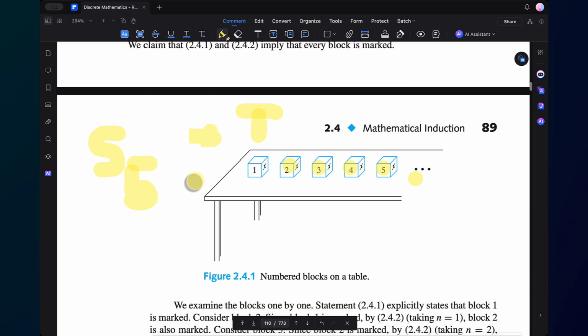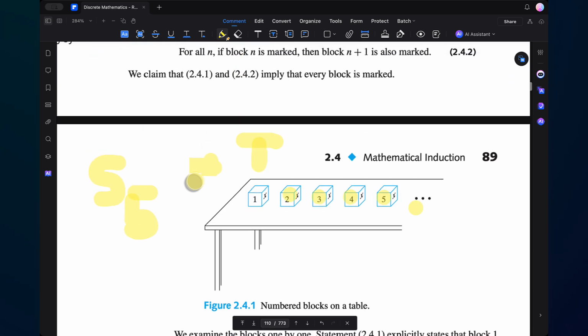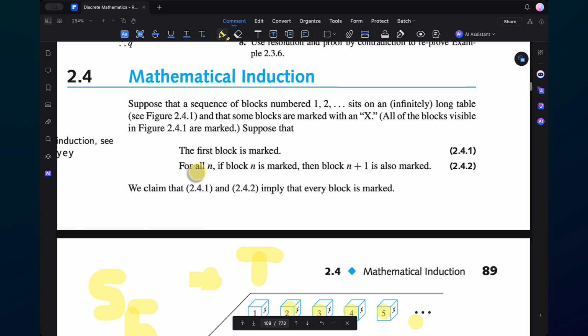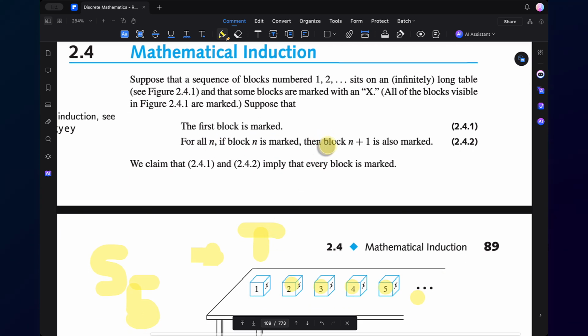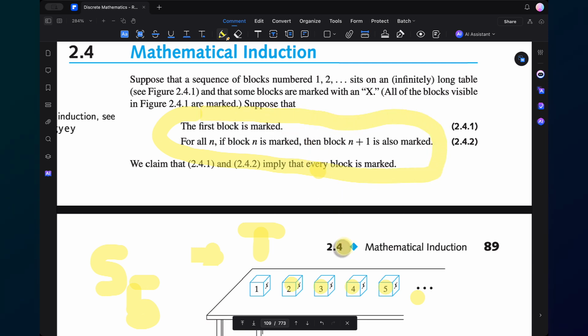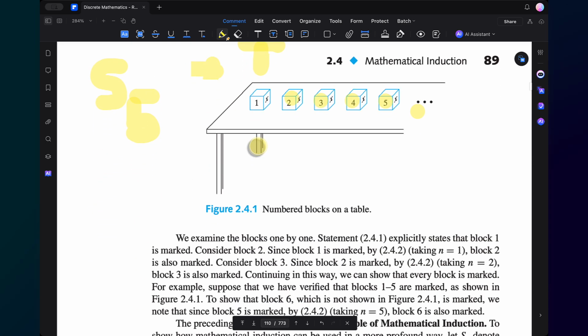Now, if we were to do that in general, we assume that for all n, if block n is marked, in other words, as true, then block n plus 1 is also marked. So this is really what we're going to be proving: that we can prove that the n plus first block is marked as true, just assuming that block n is marked as true. And this gives us the mechanism by which we can then conclude that they are all true. Okay, so think about that. I think you will agree.